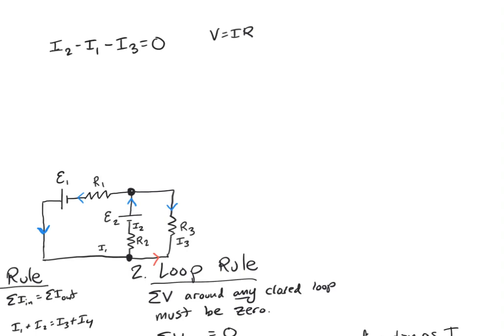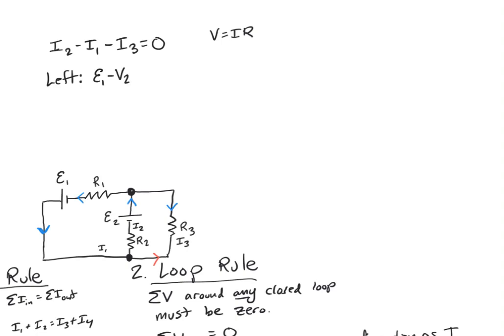So for the left loop, I'm going to choose to go in the direction of the currents. So I'm going to go counterclockwise. I'm going to start by adding the EMF of the battery. Then nothing changes along here. Then as I cross R2, I'm going in the direction that I've labeled my current, so I would expect to lose potential.